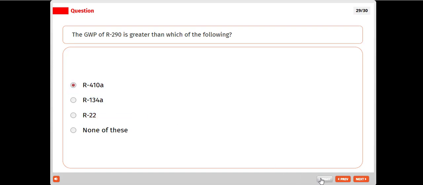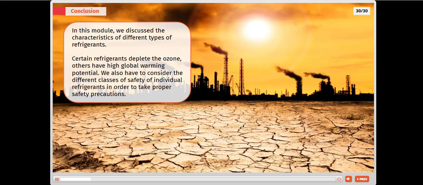In this module, we discussed the characteristics of different types of refrigerants. Certain refrigerants deplete the ozone, others have high global warming potential. We also have to consider the different classes of safety of individual refrigerants in order to take proper safety precautions.